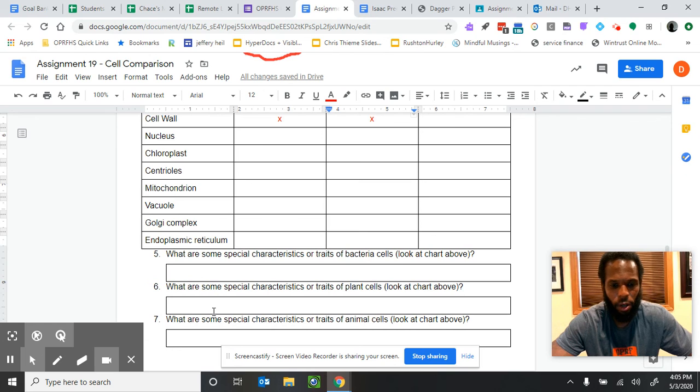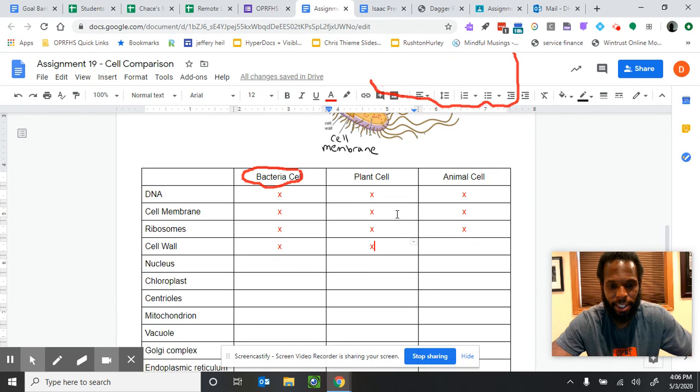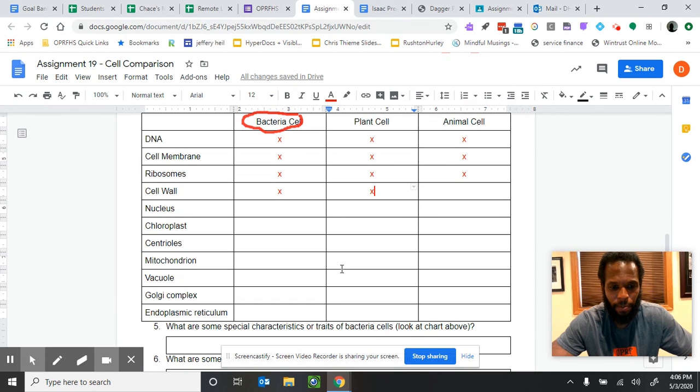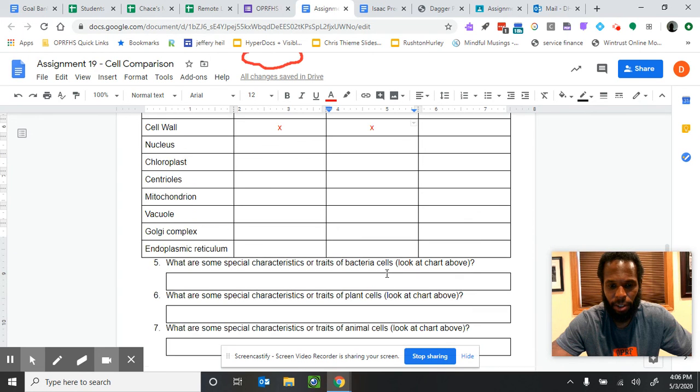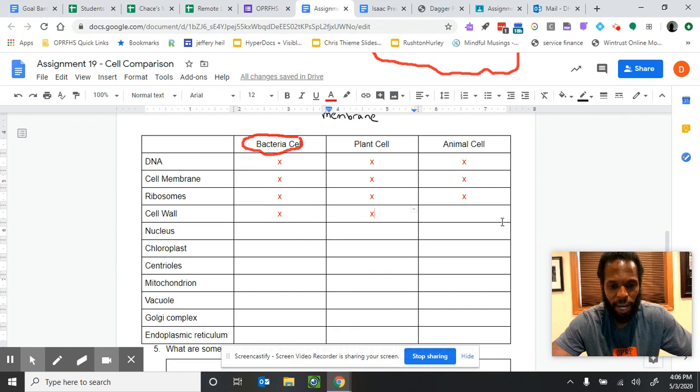Question 6. What are some special characteristics or traits of a plant cell? So what is special to a plant cell? What is only in this column that is not in any other column? Question 7. What are some special characteristics or traits of an animal cell? So once again, you have this column to look at. What's only in this column that's not in these 2 columns for those questions.